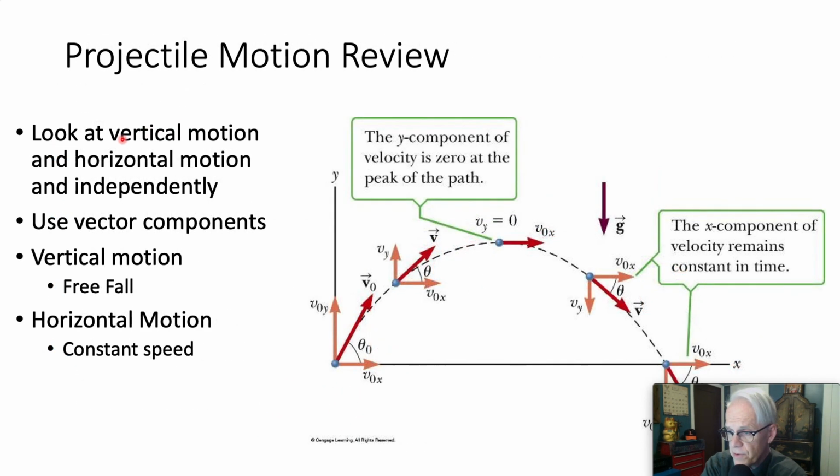So to review, we'll look at vertical motion and horizontal motion completely independently. We'll use our vector components for the vertical and horizontal. The vertical motion is just free fall, just like we threw the ball up and we're catching it. The horizontal motion is constant velocity.